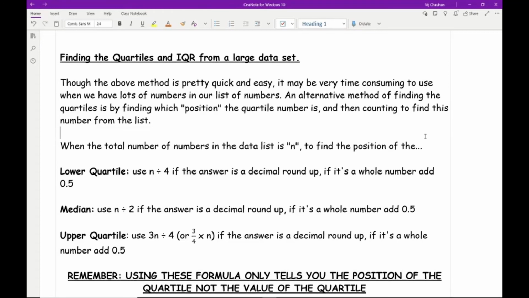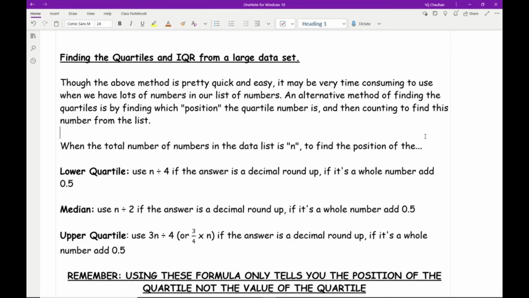Now to find the median value, we use n divided by 2, so divide the total by 2, and if the answer is a decimal number, you round up. If the answer is a whole number, you add 0.5. And for the upper quartile, we use 3n divided by 4, or 3/4 times n, and again, if the answer is a decimal number, you round up. If it's a whole number, you add 0.5.